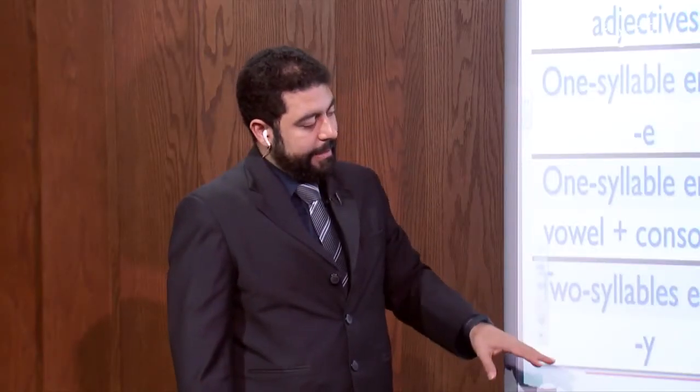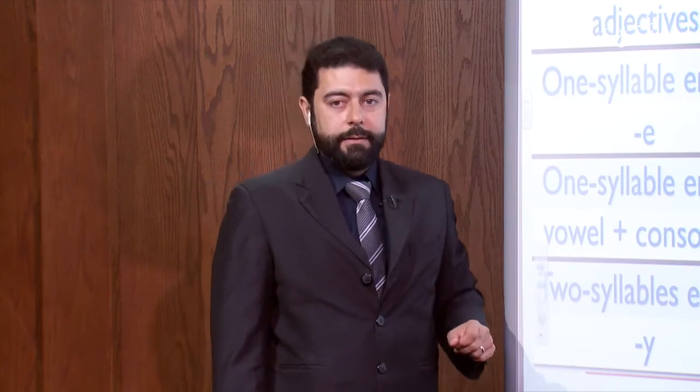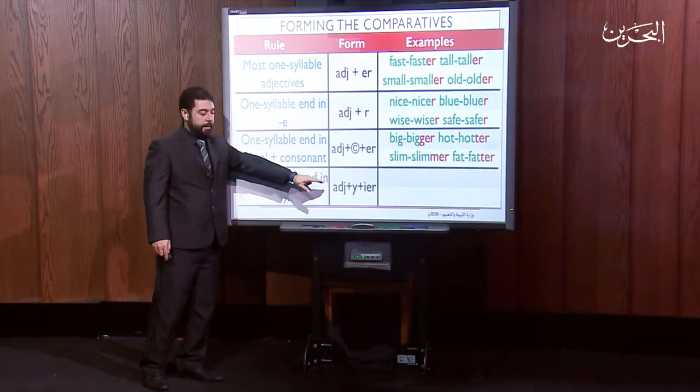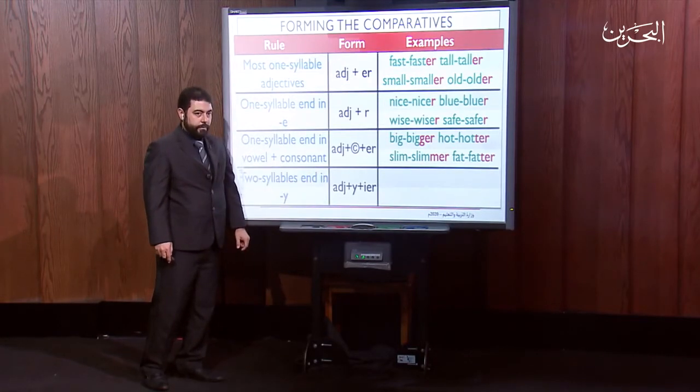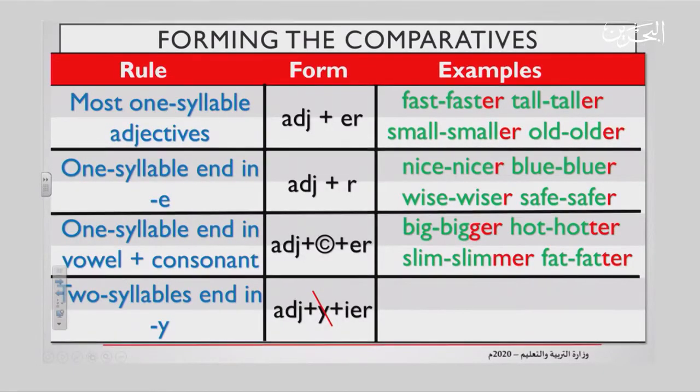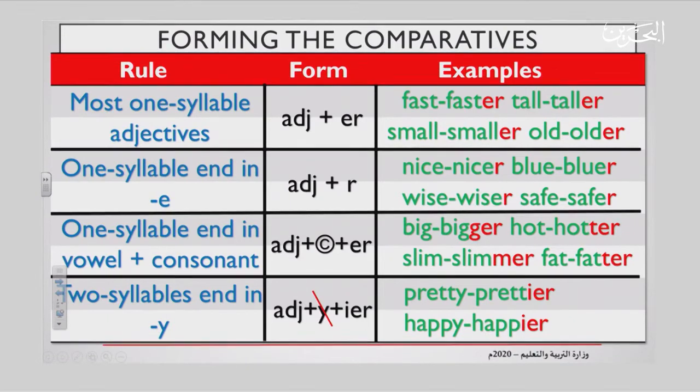Two syllables that end in Y. So you have the adjective, you have the Y, and the I-E-R. But what do you do with the Y? You cross it, and you write I-E-R. Let's take a look. Pretty is a two-syllable adjective. You take out the Y, and you add I-E-R. Happy is another two-syllable adjective. You cross out the Y, you add I-E-R.